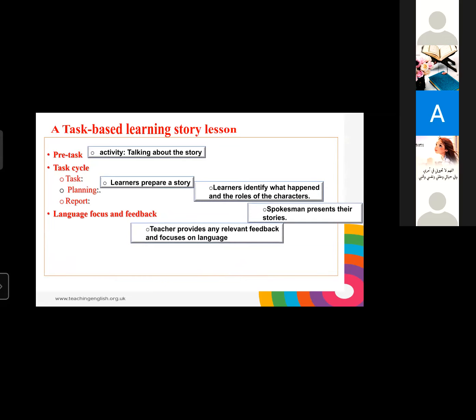So do you think task-based learning is a teacher-centered approach or a learner-centered approach? What do you think about it? Is it a teacher-centered or a learner-centered approach?